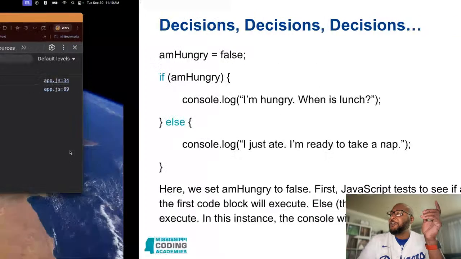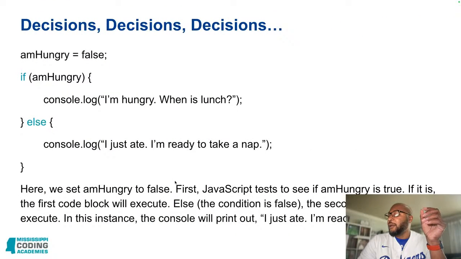So if a condition is true, the first code block will execute. Else, which means the condition is false, the second block will execute. And so you can see here, am hungry is set to false. So it disregards this right here, and then it will execute this second block.